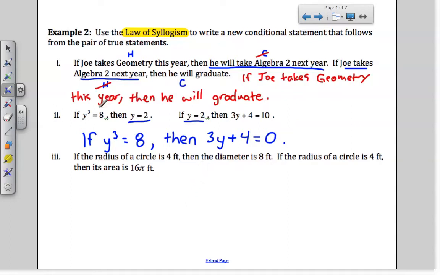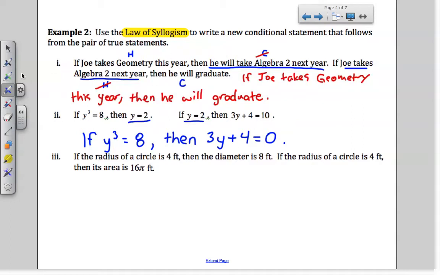And last one here. If the radius of a circle is 4 feet, then the diameter is 8 feet. That is true, right? Radius times 2 is diameter. If the radius of a circle is 4 feet, then the area is 16 pi square feet. We learned last chapter, area is pi r squared. Radius is 4, 4 squared is 16, and so yes, that is true. Both true statements. Let's see if we can use law of syllogism.